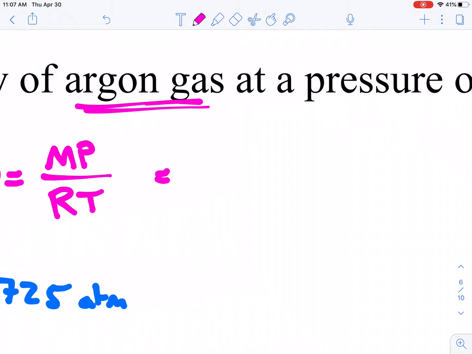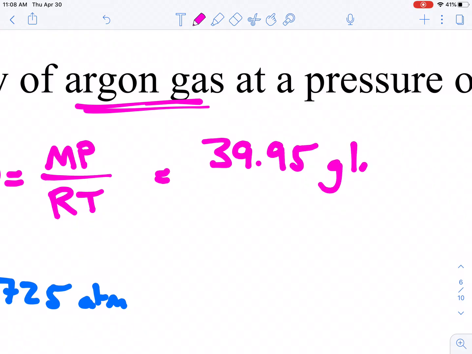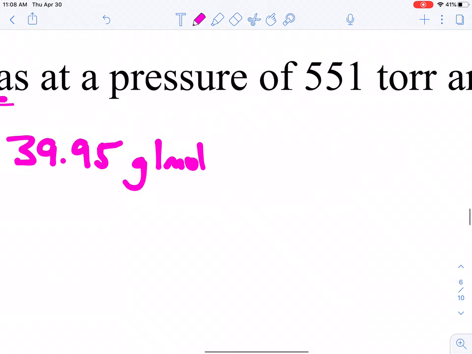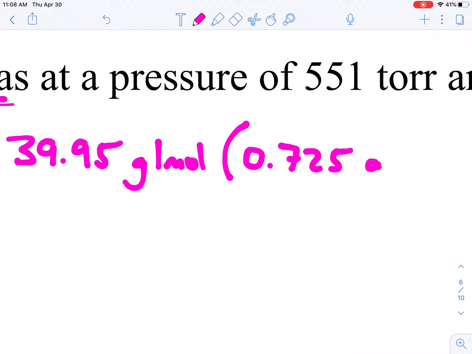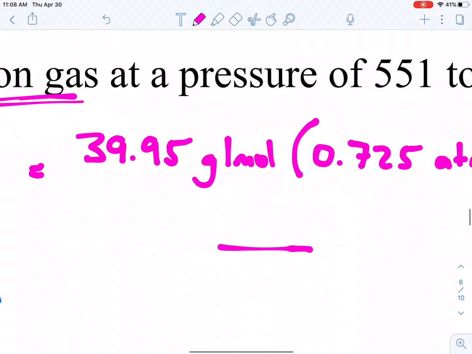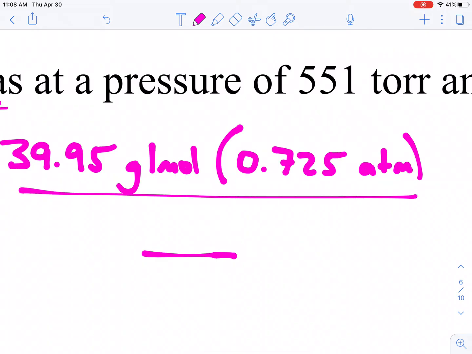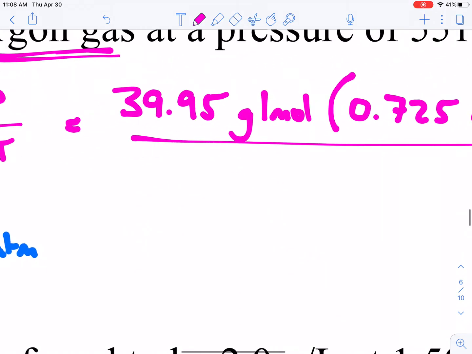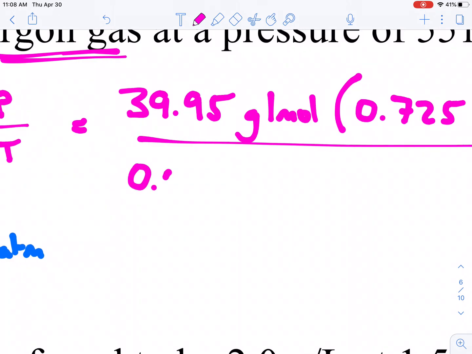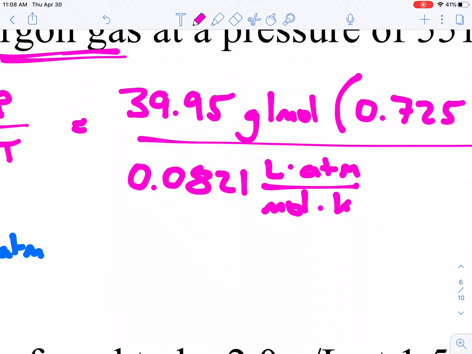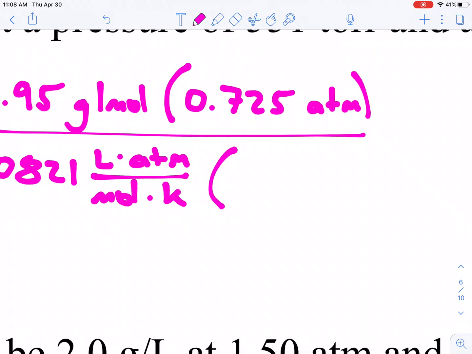So the molar mass in the problem is 39.95, and remember that's grams per mole. We're going to multiply that by the pressure, which is 0.725 ATM. And all of that is going over, first off, our R value, which remember has some crazy units. So the R value is 0.0821 liters times atmospheres over moles times Kelvin. And that's getting multiplied by our temperature, which is 298 Kelvin.